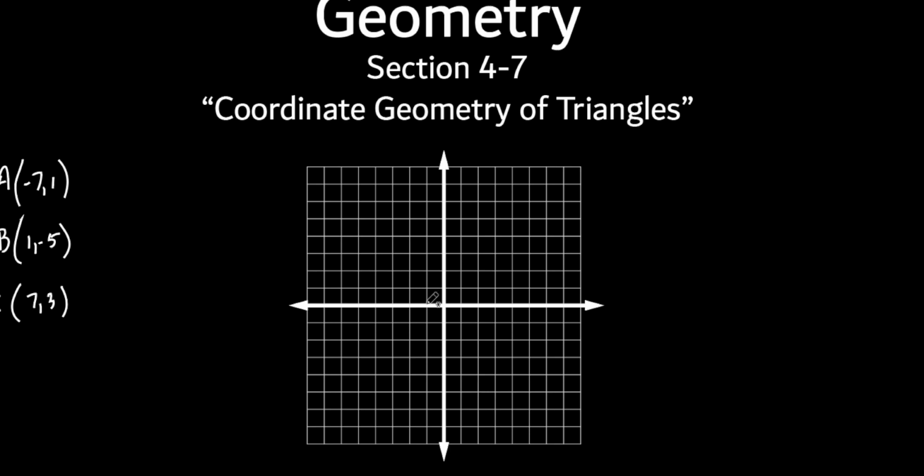-7, 1. So it's 1, 2, 3, 4, 5, 6, 7, 1 would be right there. So there's point A. Point B is 1, -5. So I go over 1 to the right and down 5: 1, 2, 3, 4, 5. That's point B. Then we got point C, which is 7, 3. So it's 1, 2, 3, 4, 5, 6, 7, 1, 2, 3, right there. Everybody should be able to at least get that, correct?